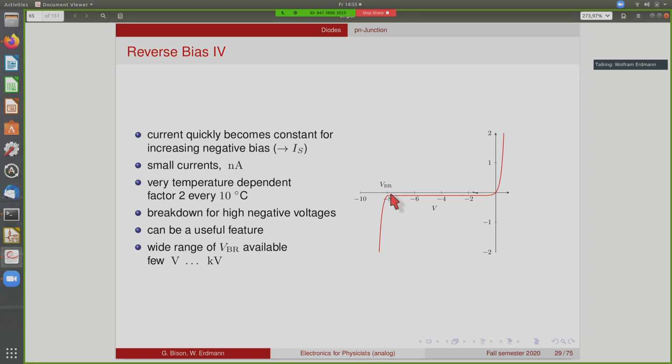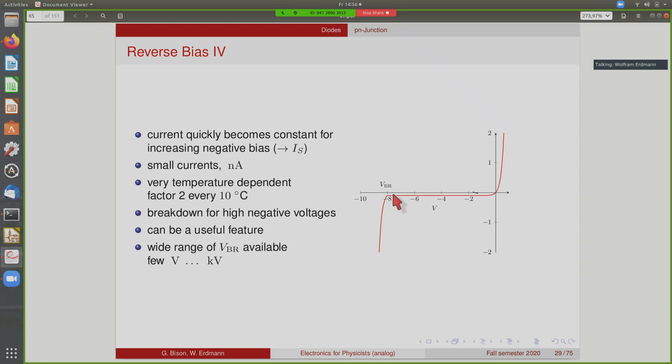What is not described by the Shockley formula is another effect that happens when you go too high in this negative voltage. There will be a breakdown at some point. Here it's shown at 8 volts, but it can be much higher voltages. So this breakdown is simply when the field is too high, there'll be sort of a spark inside, and this can be a useful feature. So it doesn't necessarily destroy the diode. So there are in fact diodes that are made to survive these.